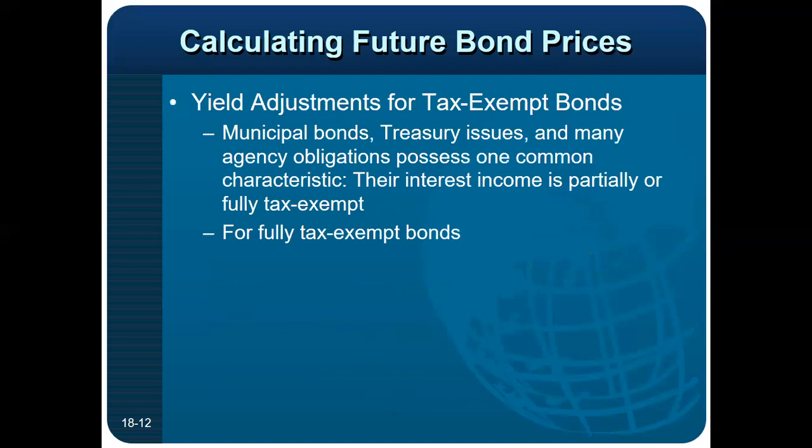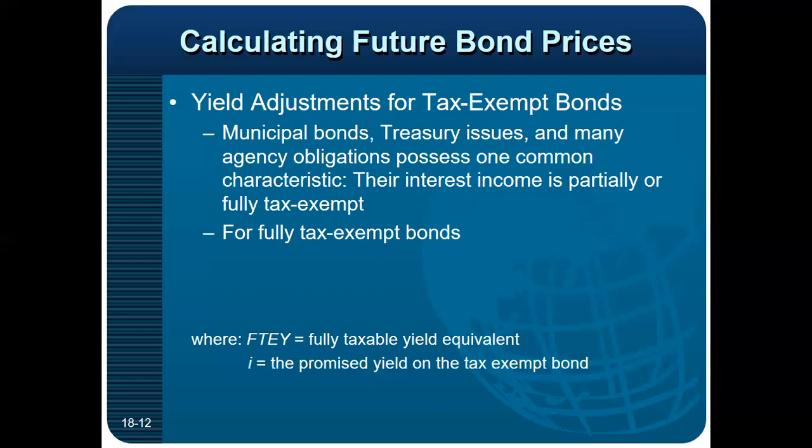So, yield adjustment for tax-exempt bonds, because some of the bonds have tax exemption. For example, municipal bonds, treasury issues, and many agency obligations possess one common characteristic: their interest income is partially or fully tax exempt. Why does this happen? Because of the issuer of the bond, the government. The government will exempt the tax payment.